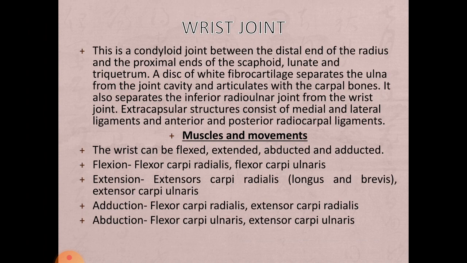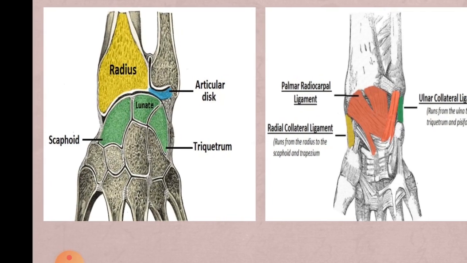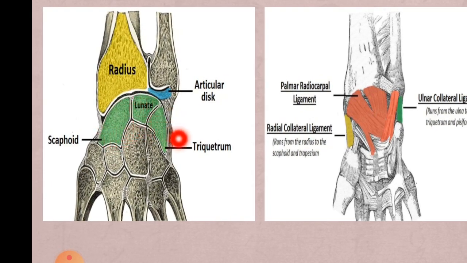Next, we have the wrist joint, which is very important. And for the wrist joint, always remember that the ulna will not be involved in the formation of the wrist joint. Distally, the wrist joint will be formed by the proximal row of the carpal bones. This is the distal wrist joint, and this is the proximal wrist joint.